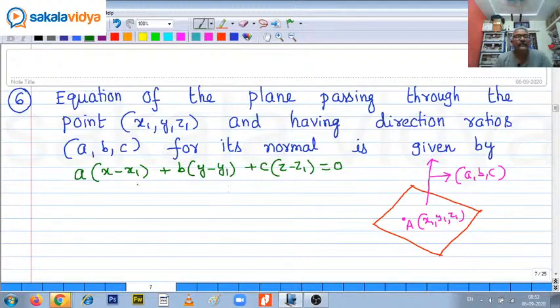a times (x minus x1) plus b times (y minus y1) plus c times (z minus z1) is equal to 0. So that means the equation of the plane passing through the point (x1, y1, z1) and having direction ratios a, b, c for its normal is this. So let us discuss one example. Formulas, learn them. These formulas are enough, whatever important formulas I have been discussing for 5 months, since 3 months.